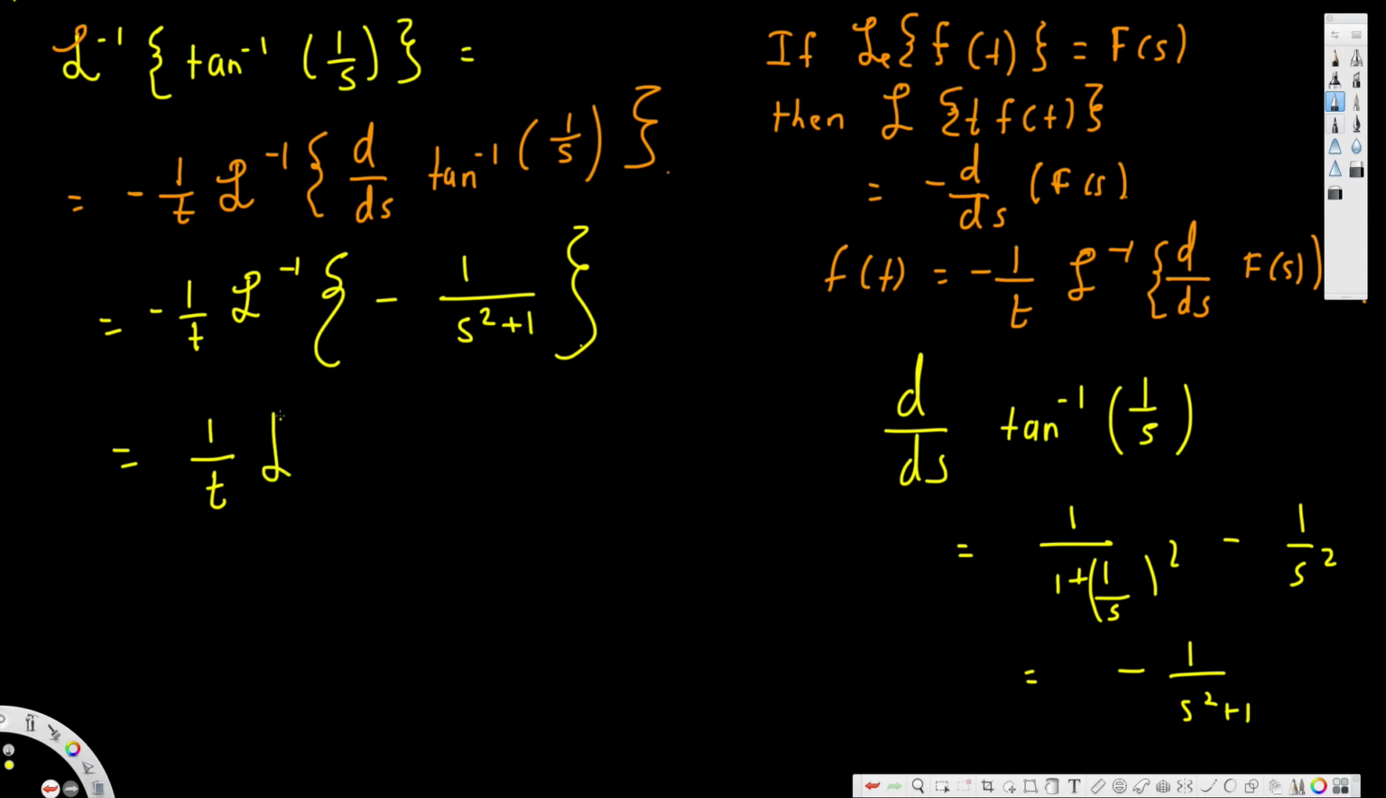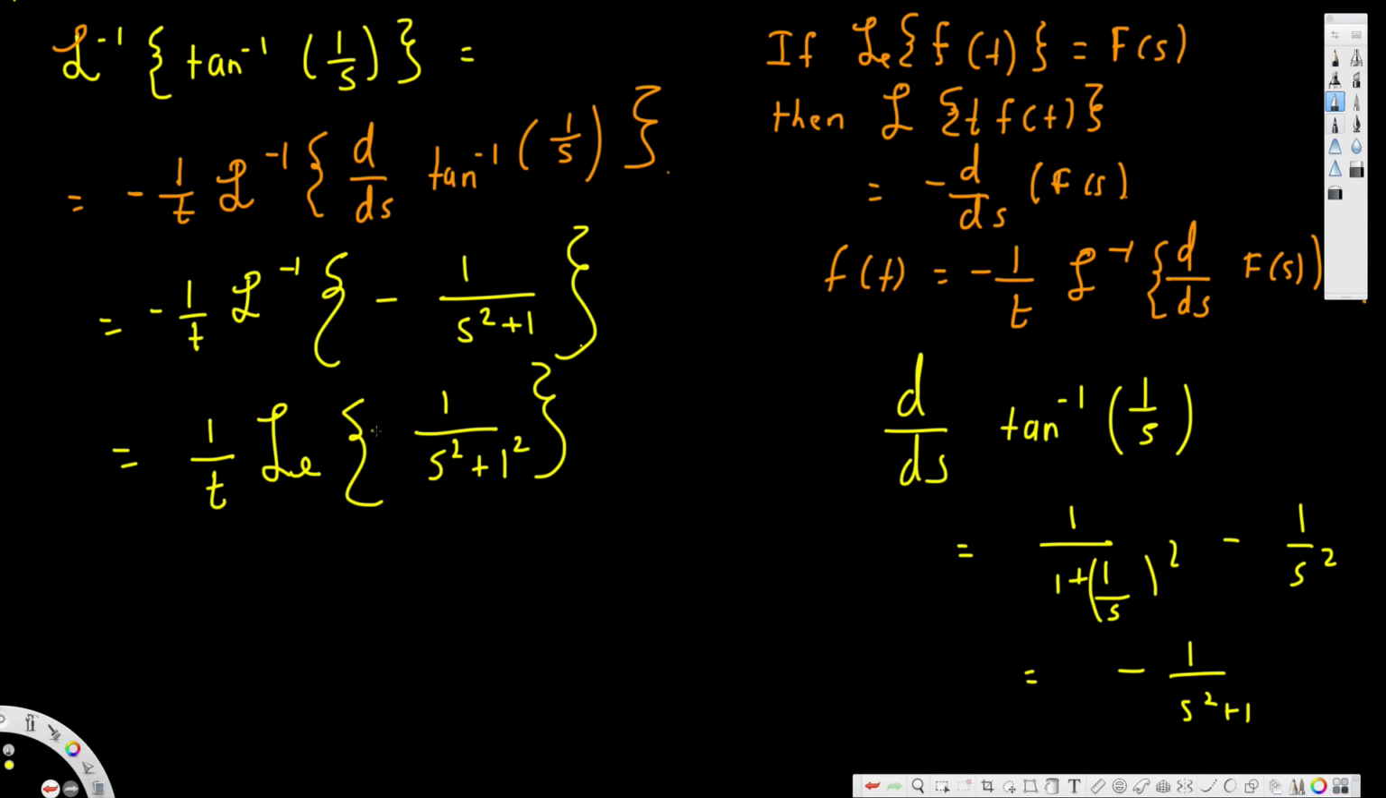So we have 1 over t Laplace inverse of 1 over s square plus 1. Here you can see this is similar to b over s square plus b square. How is it b square? Because 1 square is also 1. So instead of 1, we can just write 1 square to match the sine pattern, because the sine pattern is b over s square plus b square.